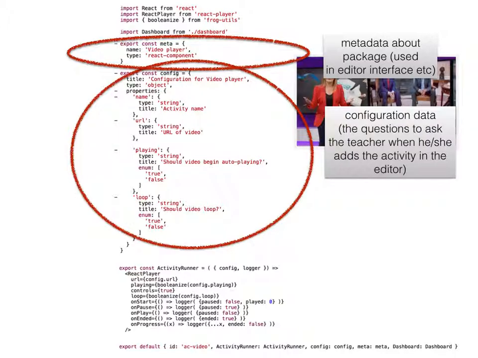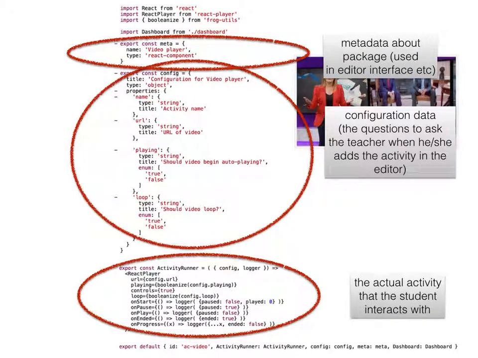This, which is actually most of the code, is defining the properties it needs to be initialized or instantiated. So when you add a video player to the editor, it will say, what's the URL? Because it's a video player. If it's a quiz, it will say, which questions do you want to ask? And so on. And this is the actual code.